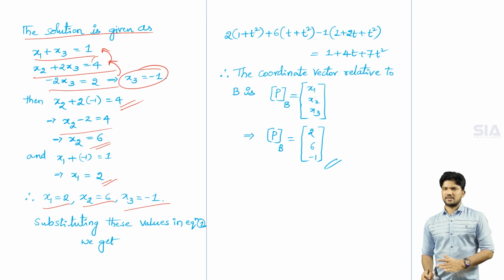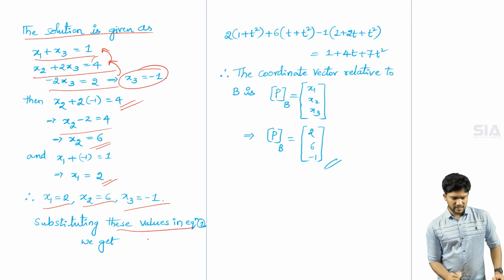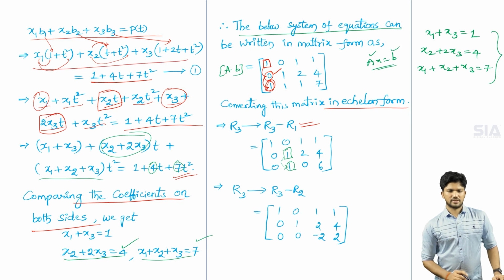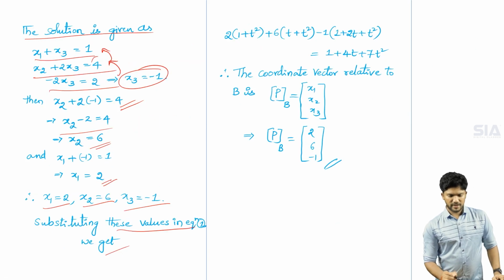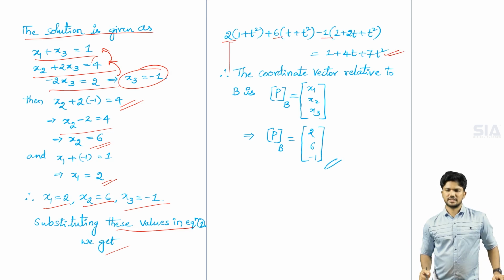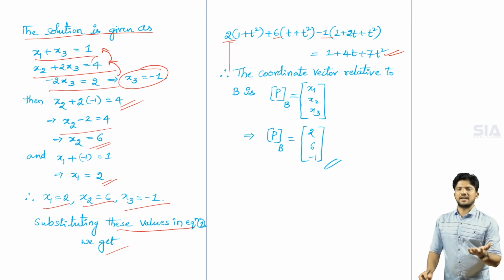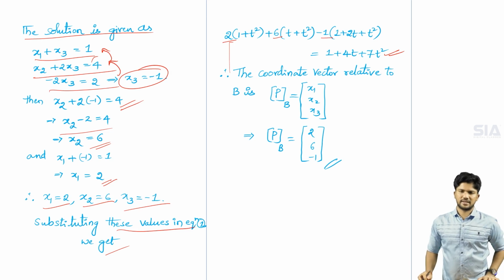All are non-zero scalars. Indirectly, this set is a linear dependent set; that linear combination forms a linear dependent set. Therefore, substitute these values in equation number 1. Equation number 1 is nothing but here. Substitute the x1, x2, x3 values in that equation and simplify. You will get this quadratic equation, 1 plus 4t plus 7t square, so LHS is equal to RHS.